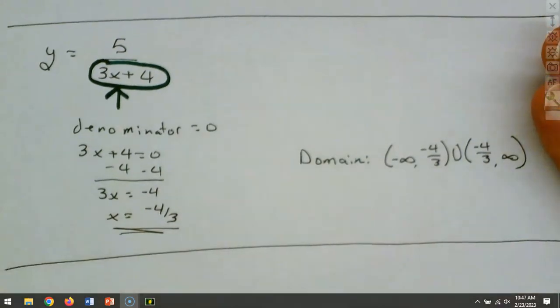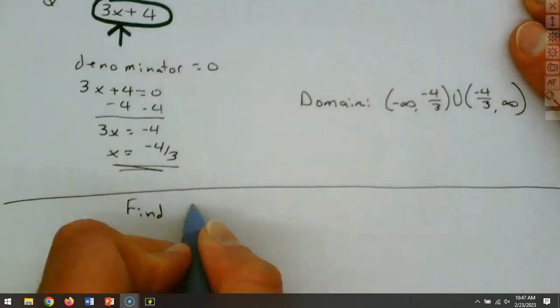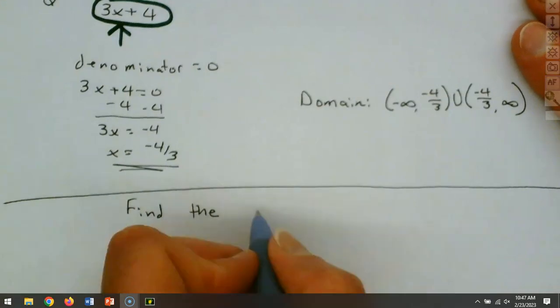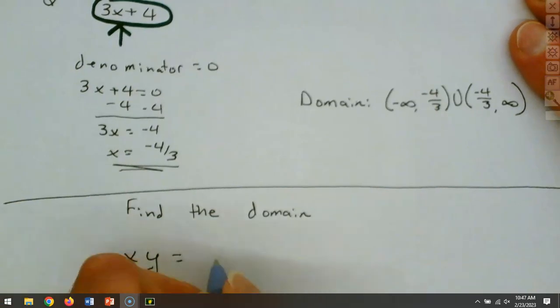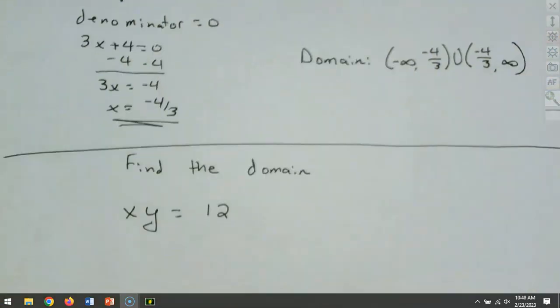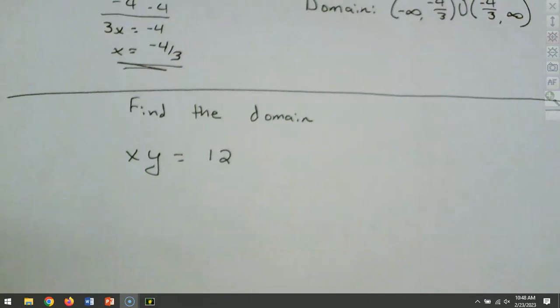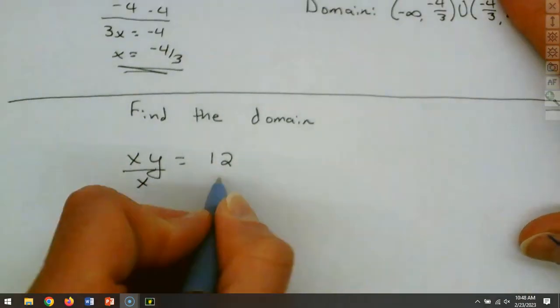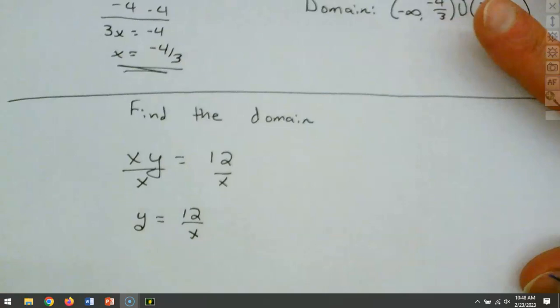I want us to look at one more quickly. This is going to be our last problem here. And again, we're trying to find the domain. These are all functions, by the way. How about xy equals 12? Well, this is a function. Okay? And can I solve this for y? Yes, I can. So let's go ahead and solve this for y by dividing by our x. So that leaves you then with 12 over x.